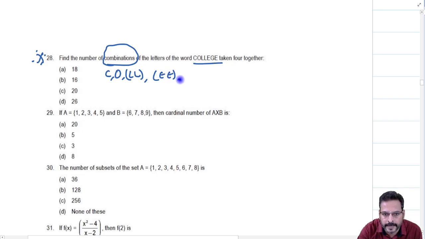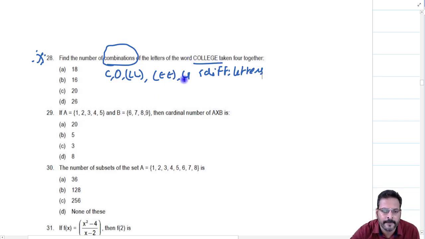C, O, L, L, E, E, then G. There are 1, 2, 3, 4, 5 different letters. We have to find 4-letter combinations from the given letters of the word COLLEGE.